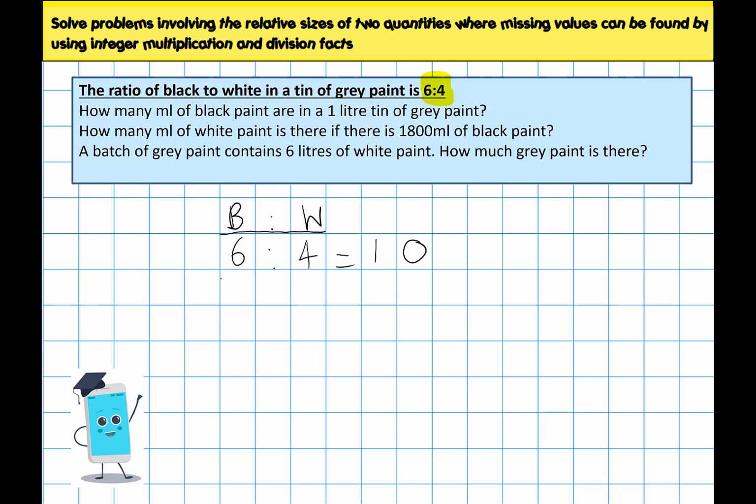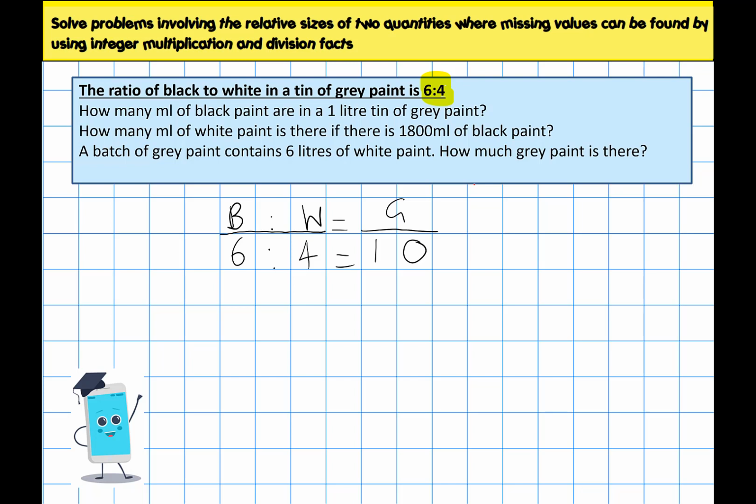Okay, let's start to look through the questions. After you've written down your items in the ratio and the actual ratio, 6:4 equals 10, I'm also going to write here a G, because my black and my white equals my grey paint. So my G is just going to stand for my grey paint. If I had 6 millilitres of black and 4 millilitres of white, that would add up to 10 millilitres of paint, and it would be 10 millilitres of my grey paint.